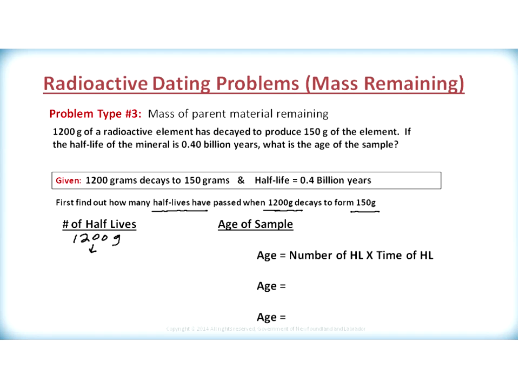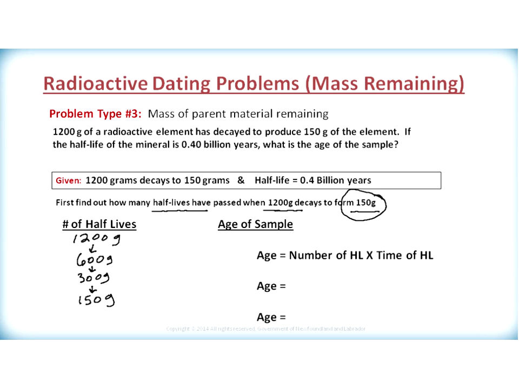So 1,200 grams after one half-life would decay to form 600 grams. 600 grams would decay to form 300 grams. And 300 grams in turn would decay to form 150 grams. And 150 grams was the amount that was stated in the problem. That's the amount that remained after a certain number of half-lives.